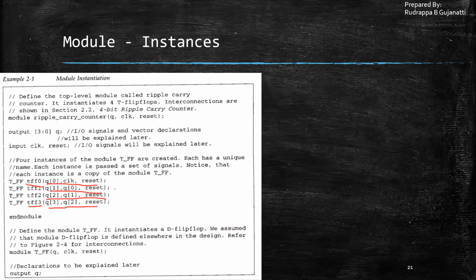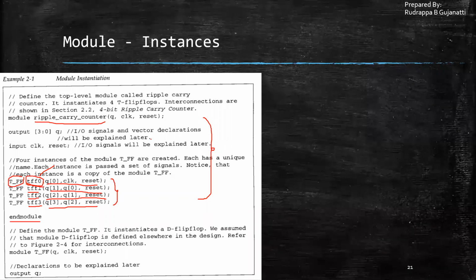So here what we are doing, we are creating 4 instances of T flip-flop. So indirectly TFF0 is nothing but an object. TFF1 is also an object, TFF2 and TFF3. These are all objects, and we call them instances of the T flip-flop. And this is the end module. So this module is the module related to the ripple carry counter. In this we have created 4 instances of T flip-flop.